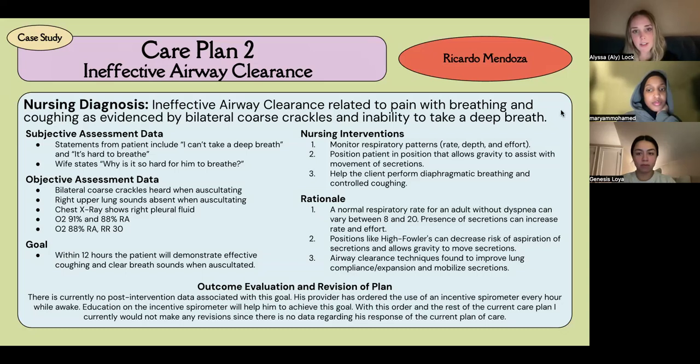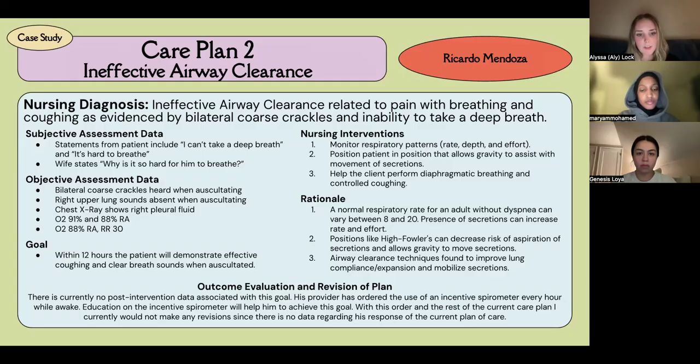Our third nursing intervention for this diagnosis was to help the client perform diaphragmatic breathing and controlled coughing. Our rationale for this was that airway clearance techniques were found to improve lung compliance and expansion and mobilize secretions.